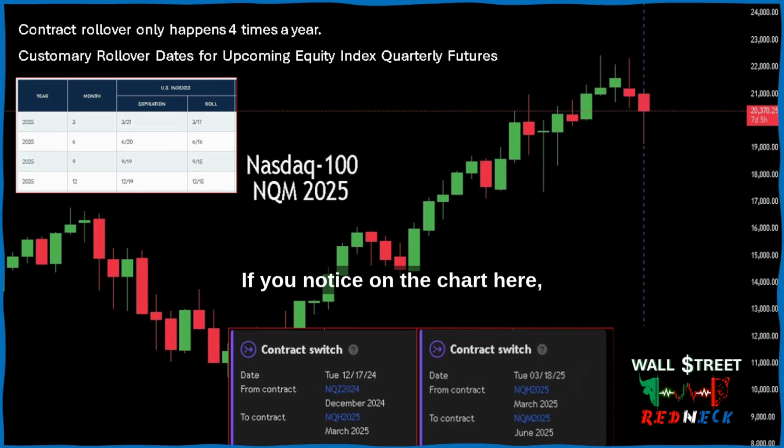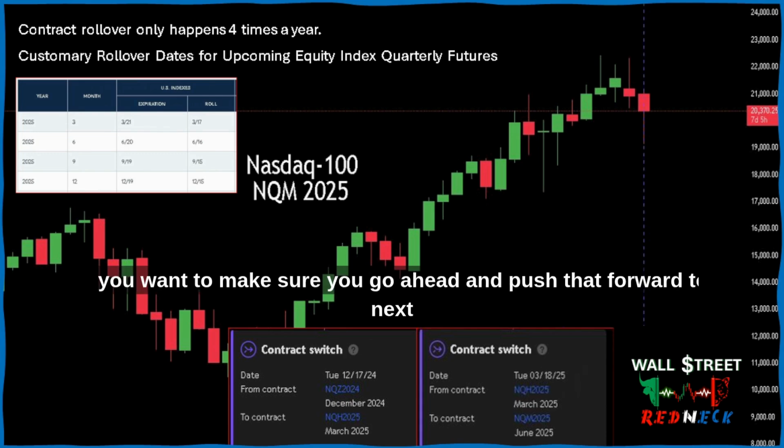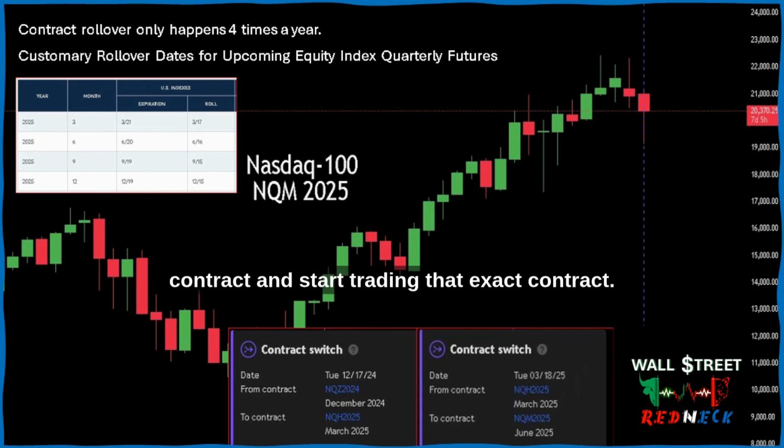If you notice on the chart here, I've got listed all 4 times that the contracts roll over. What's important about that is the volume, as it decreases coming closer to the time to roll over to the next contract, you want to make sure you go ahead and push that forward to the next contract and start trading that exact contract.